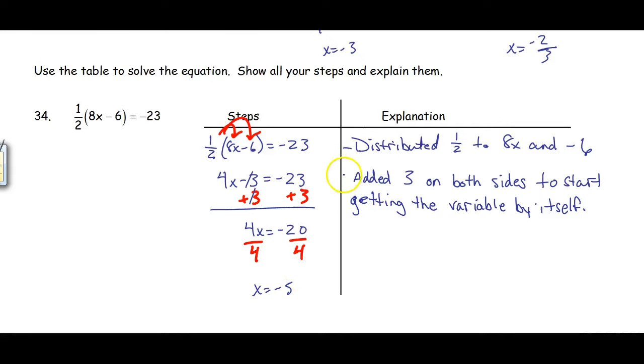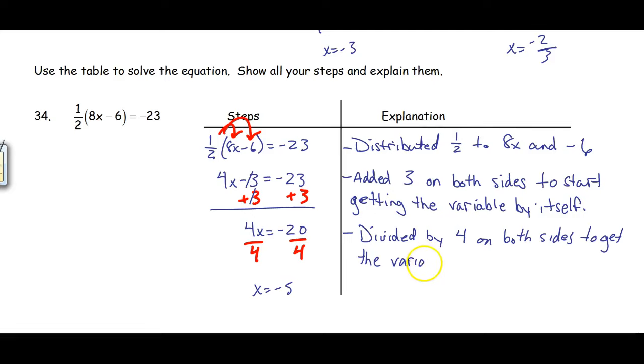Okay, so don't forget to go ahead and describe that. What did you do? You divided by 4 on both sides to get the variable by itself. Okay, and that is notes.